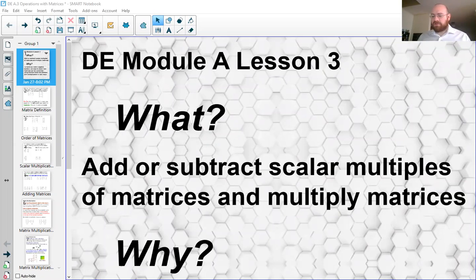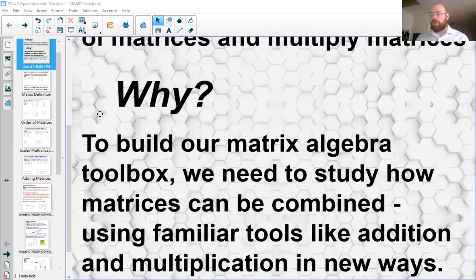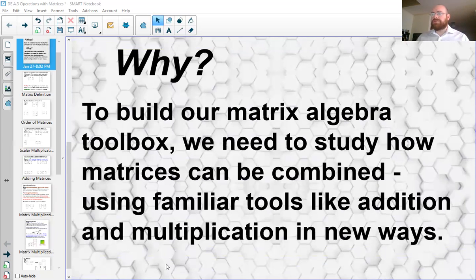In the past two lessons, we have looked at systems of equations and how systems define what matrices are. Now we're going to start looking more broadly at the algebra that we can do with matrices themselves. And so if we want to look at the why behind our what, to build our matrix algebra toolbox, we need to study how matrices can be combined using familiar tools like addition and multiplication in new ways.